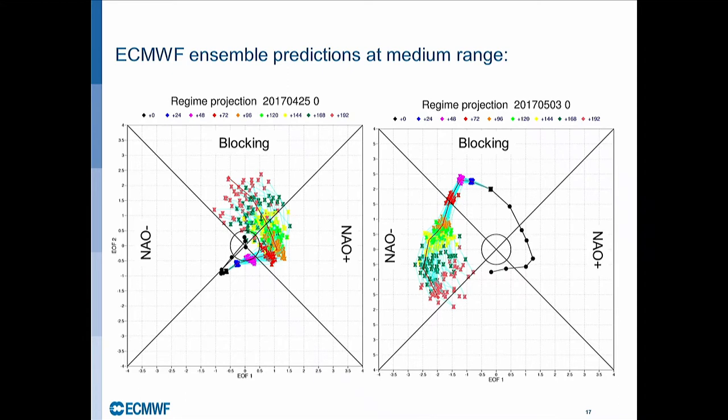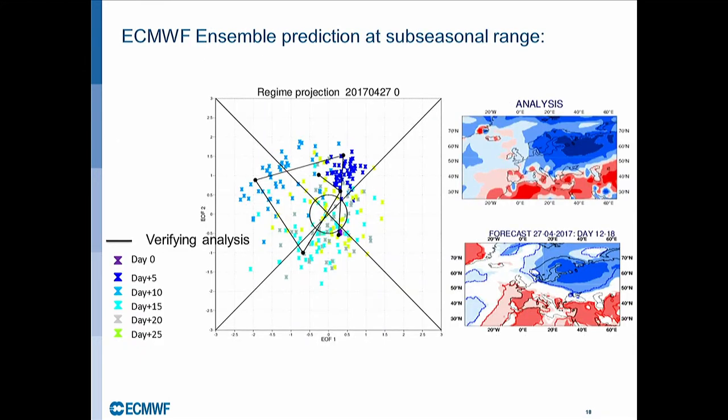And so you can see that the cloud of the members, we are looking at 51 members here, becomes bigger and bigger when you go further in the forecast. And here you see the transitions going. And this is another forecast from the other case. So looking at this, it is very easy visually to see where we are going. And forecasters seem to have got passionate about it.